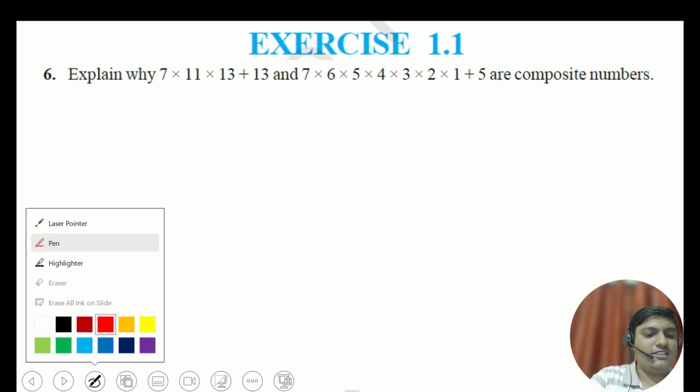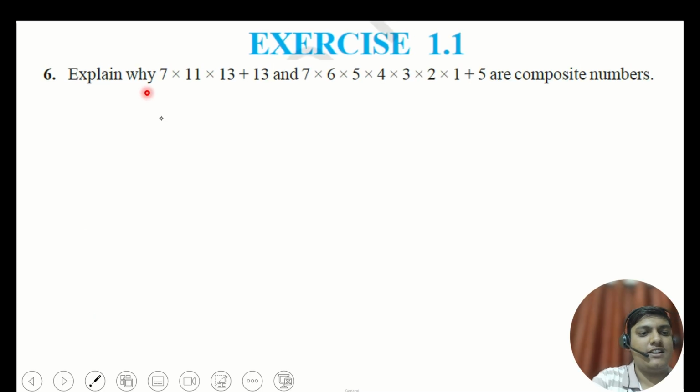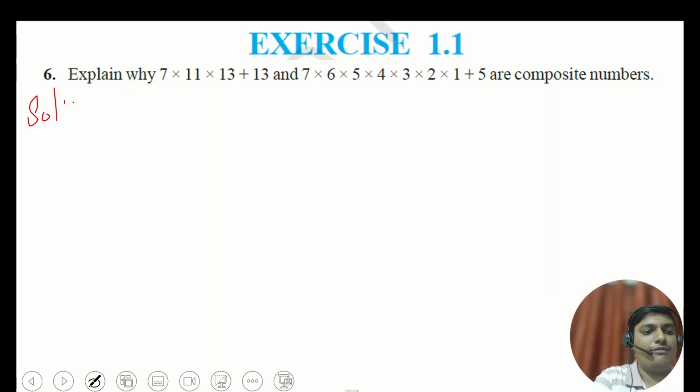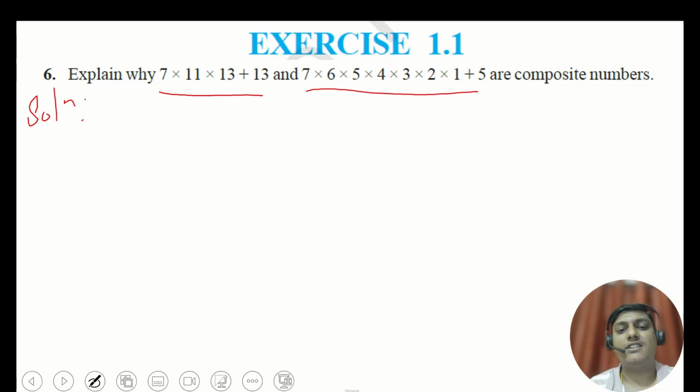Question number 6 states: explain why 7 into 11 into 13 plus 13 and 7 into 6 into 5 into 4 into 3 into 2 into 1 plus 5 are composite numbers. So basically we have to check these numbers and analyze whether they are composite numbers. In my previous class I had already defined composite numbers. Composite numbers are the numbers which have more than one factor, more than 1 and the number itself. Then we say that the numbers are composite numbers.